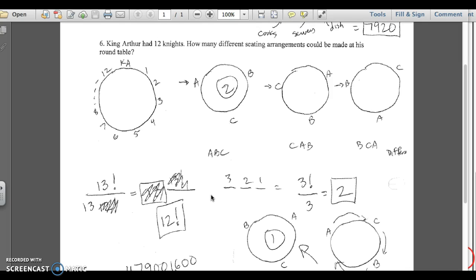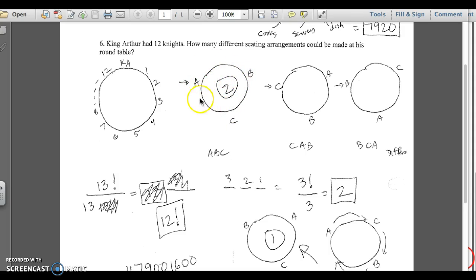So King Arthur had 12 knights. How many different seating arrangements could be made at his round table? So here's our circle, our round table. And King Arthur is up here. We got 12 of his knights all around. It can get complicated, so let's bring it down to simpler terms.